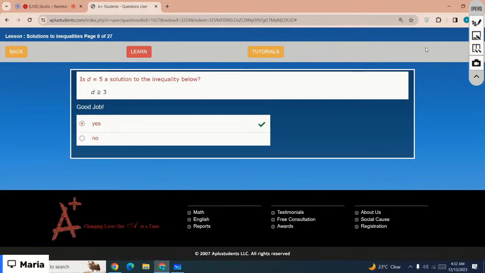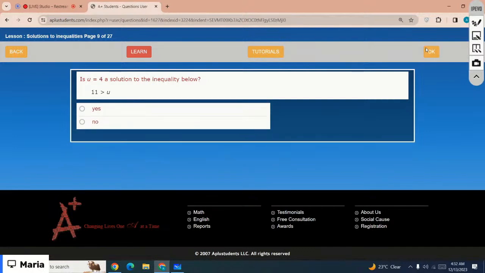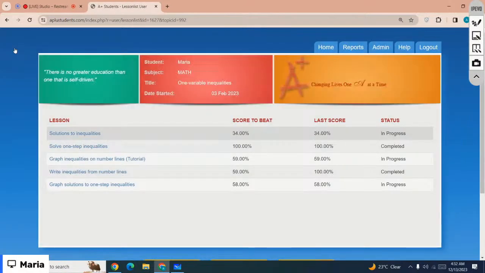Okay, you can complete the lesson by yourself later today. Let me just move on to the next lesson, right? They are very, very easy. I think all of you know how to solve them. So let's just move on to solving one step inequalities.